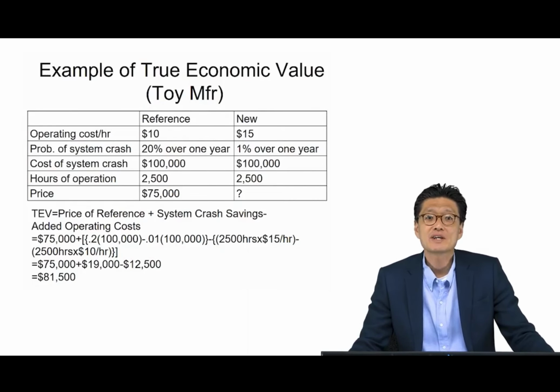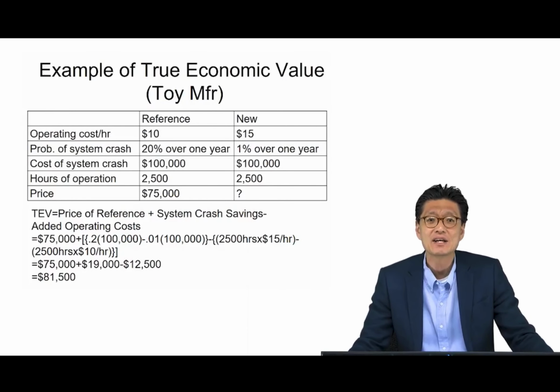So if you do the calculations, it would be $75,000 plus the $19,000, right? That's the system crash savings. That would be the savings that you would experience if you use the new air filtration system as opposed to the reference air filtration system, minus the $12,500. So that would be the added operating cost.